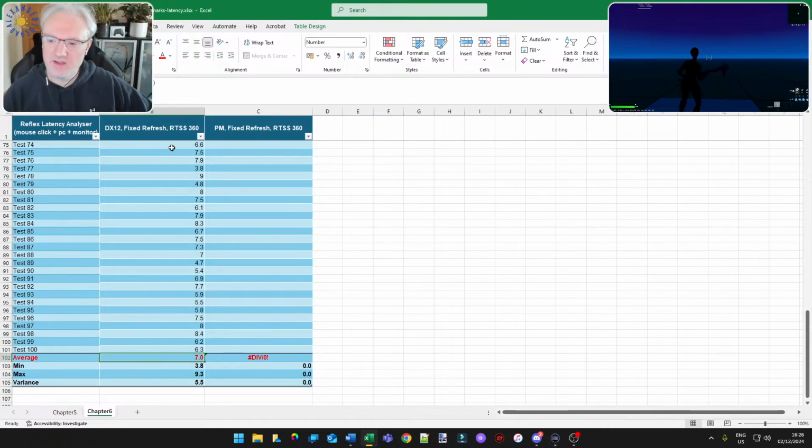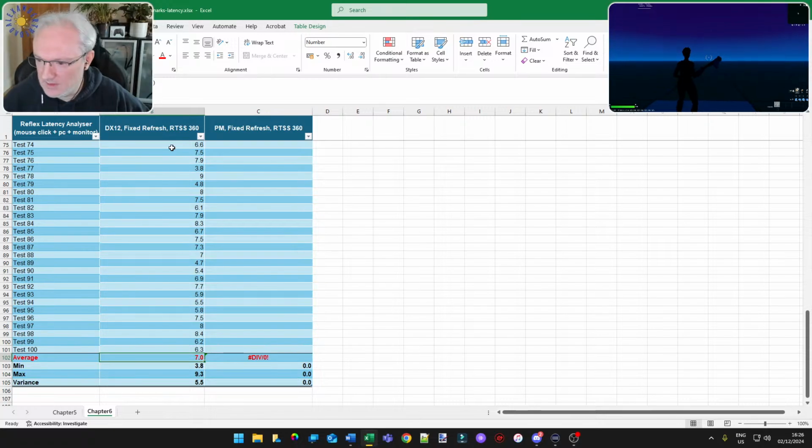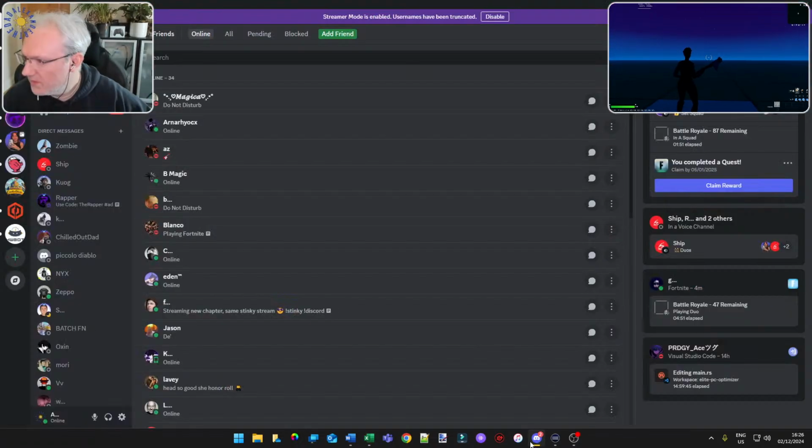Average at 7. So DX12 averages at 7 milliseconds from clicking the mouse to seeing it on screen. Like 360 FPS. Right, I can look at chat again now. Hang on. And then I'll do the next one.